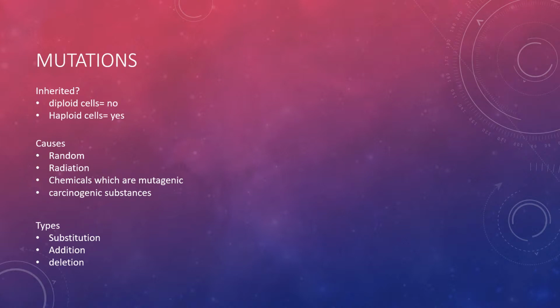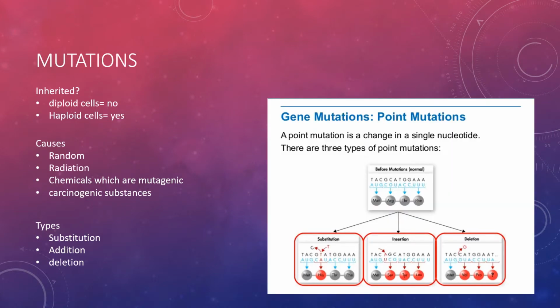So what are the different types? You have substitution, addition, deletion. There's more, but that will come up in A2, in another video. But this is just the first three that you need to know. So you have substitution, where a whole section of DNA, let's say this area, is replaced.